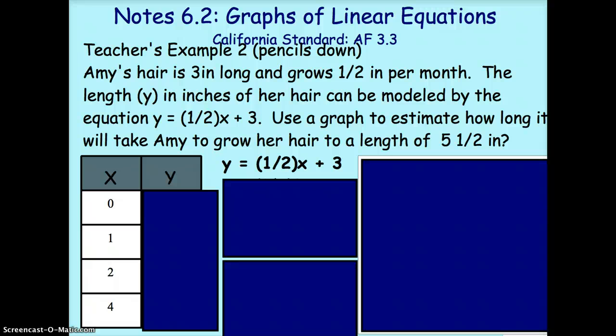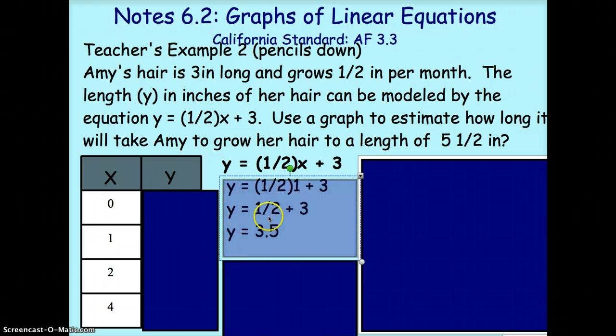Use the graph to estimate how long it will take Amy to grow her hair to a length of 5½ inches. So as we can see, we already have the 3, and then the ½ inch times each month. Now notice on these word problems you have to be careful, because in the x values I can't have any negatives. And the reason is that x stands for the months, so I can't have negative months go by. Okay, so I'm going to plug my numbers in.